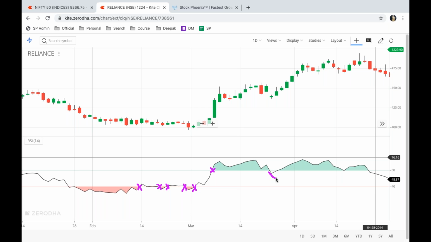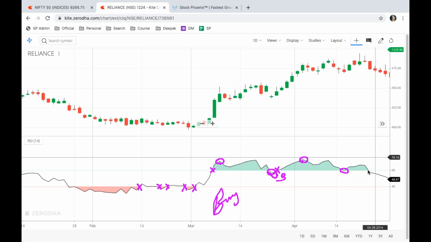You can re-enter here from the sideways market when the RSI is breaking 60 levels. It's a fresh buy signal. You can book your profits here. Next, you can see here RSI is acting as a support on 60 levels. So now this is for a buy signal.